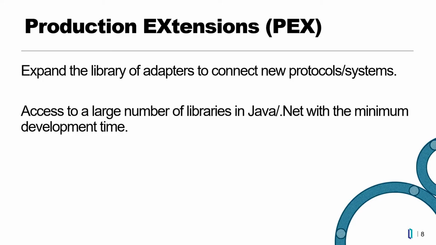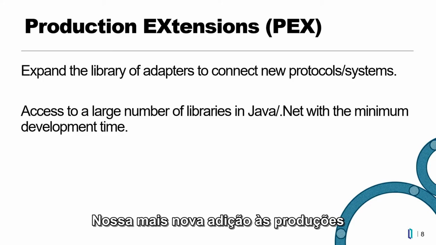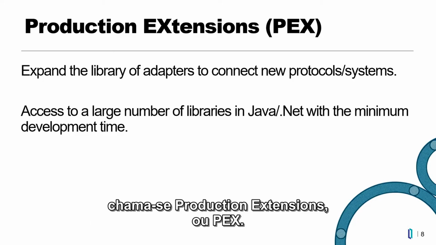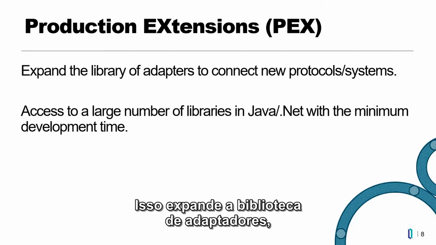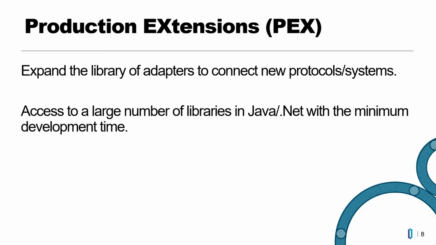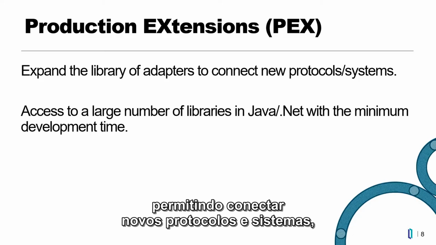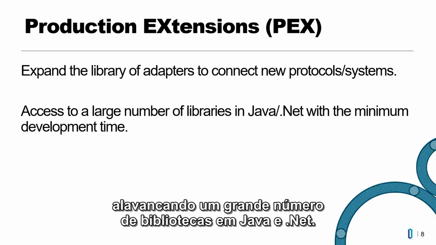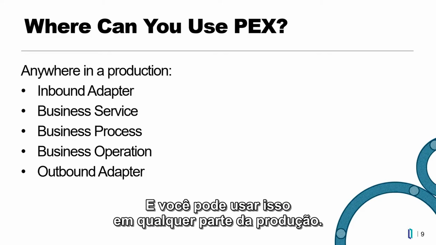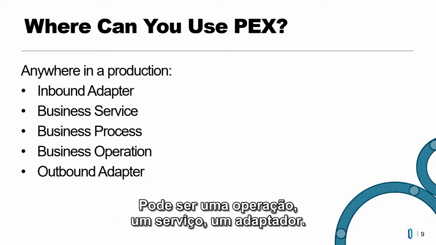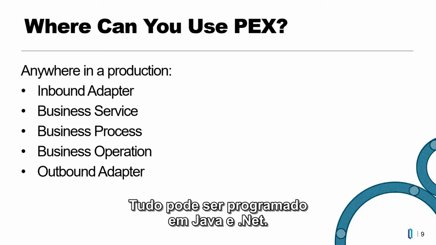And our latest addition to productions is called Production Extensions, or PEX. It expands the library of adapters, allowing you to connect new protocols and systems by leveraging a large number of libraries available in Java and .NET. And you can use it anywhere in productions. It can be service, process, operation, and adapter. Everything can be written in Java and .NET.